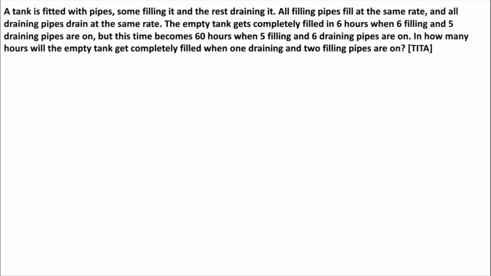A tank is fitted with pipes, some filling and the rest draining it. All filling pipes fill at the same rate and all draining pipes at the same rate. The empty tank gets completely filled in 6 hours when 6 filling and 5 draining pipes are on. But this time becomes 60 hours when 5 filling and 6 draining pipes are on. In how many hours will the empty tank get completely filled when 1 draining and 2 filling pipes are on?